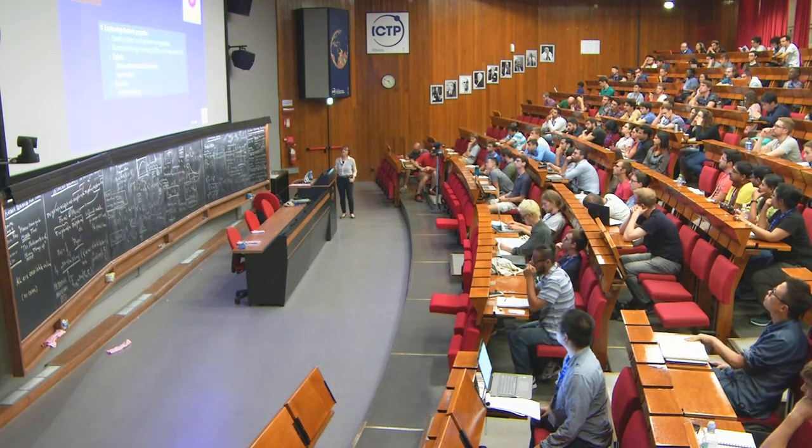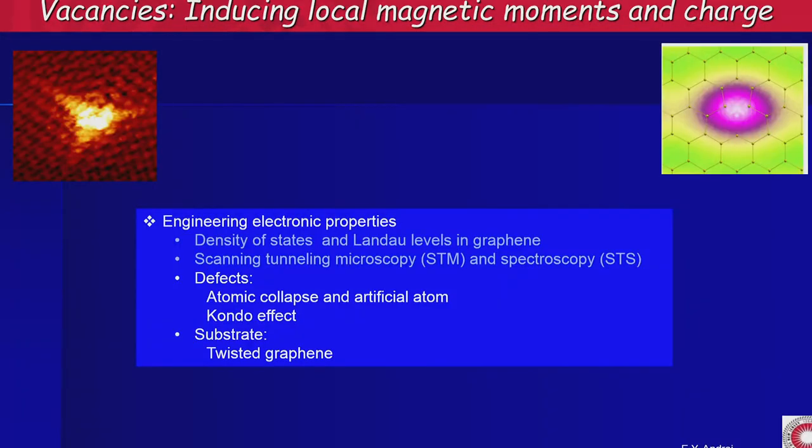Okay. So now I'm going to the next topic. So far we've discussed perfect graphene. And now the question is, let's mess up the graphene a little bit. Let's put in defects. So what we're going to do is pluck out a carbon atom and see what happens.